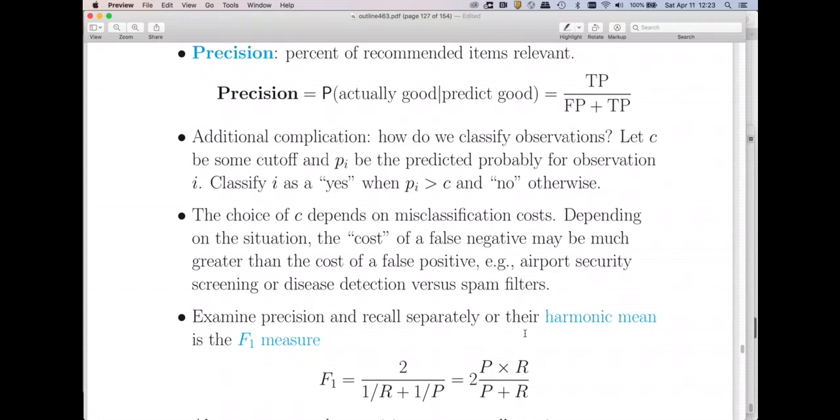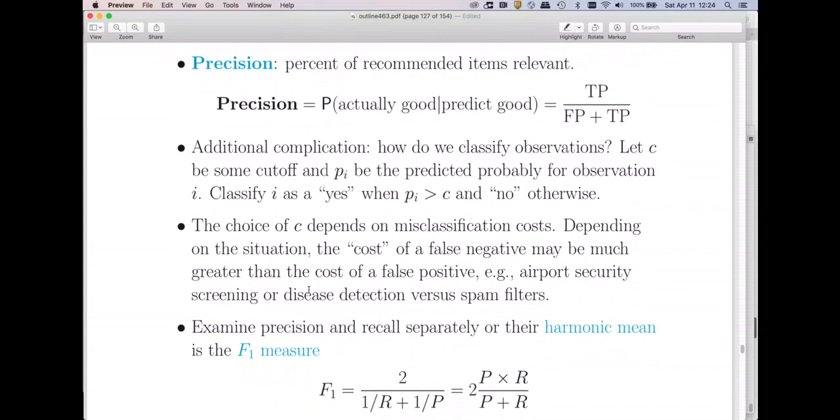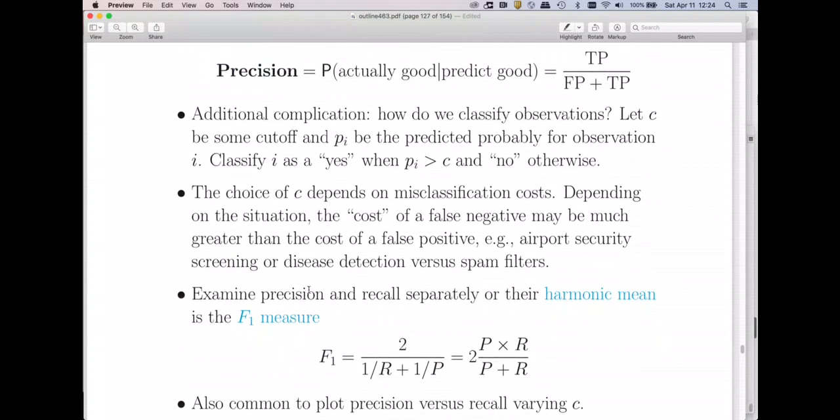Next, another statistic that gets reported is sometimes called the F1 measure. So F1 is just the harmonic mean of precision and recall. So the higher this is, the better your classifier is. And so that's commonly computed. Another plot that's often generated is called the precision recall plot, where you plot all the precision values versus the recall values for different values of C.